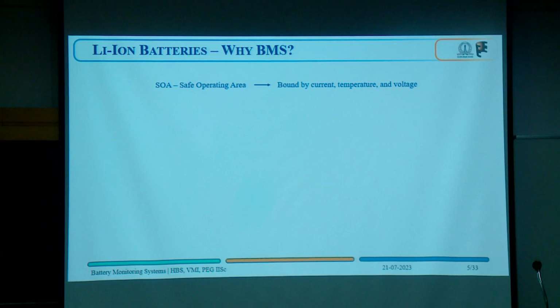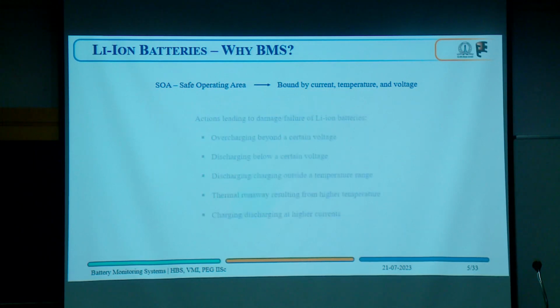So first we should know why we are using a BMS. Whenever we are using any cell or battery, we have to ensure the safety of its operation. For any battery or cell, a safe operating area is defined. That safe operating area is bound by the current, temperature and voltage. So we have to operate it within a particular range of currents, temperatures and voltages.